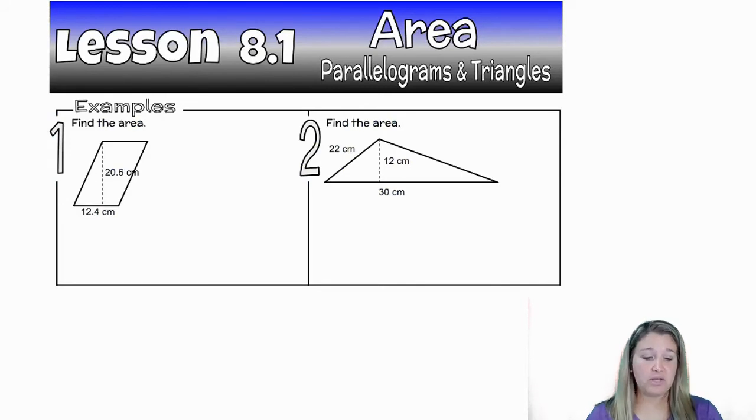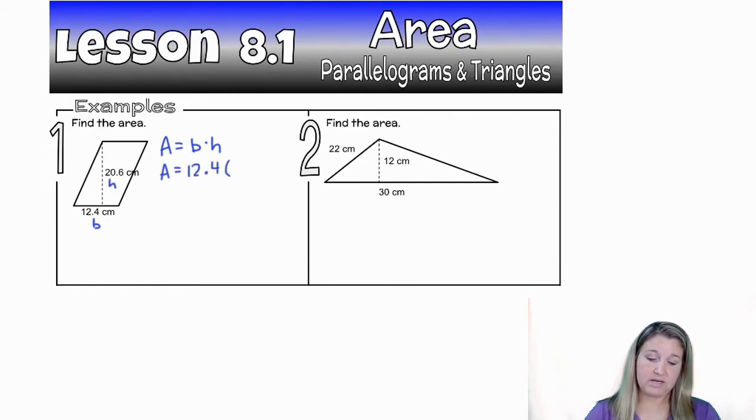So the first example here is a parallelogram, and we're given the height is 20.6, and we know that the base is 12.4. So just finding the area, it's going to be base times height. So the area is going to be 12.4 times, and I'm going to use the parentheses, but you can use the dot. Don't use the X though, times 20.6.